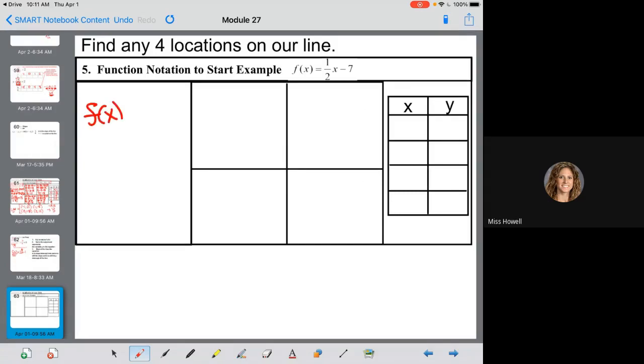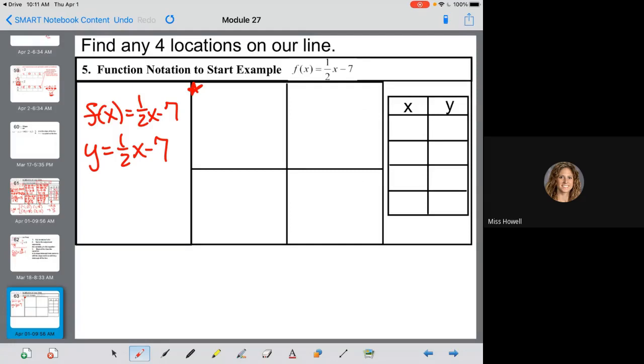F of x equals 1/2 x minus 7. We don't have any rearranging. That's the same as saying y equals 1/2 x minus 7. Right, those are the same. It's just a slightly different notation, which means our work over here when we're doing our steps to figure out our solutions is a little bit different. So I'm going to show you what that looks like.